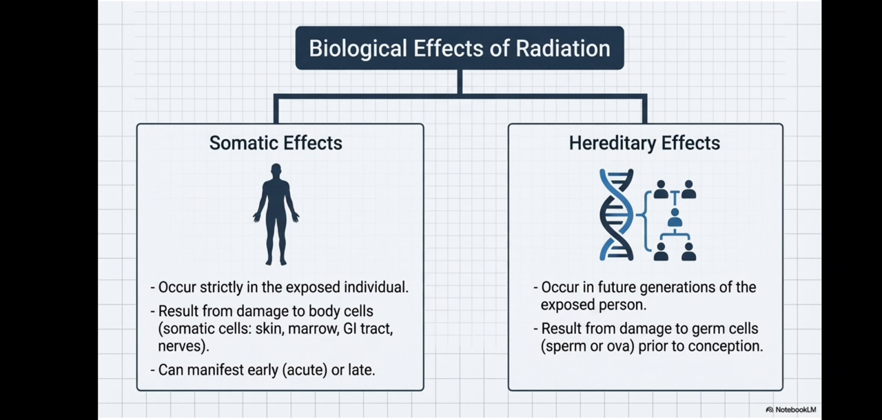In the range of 3 to 5 gray, about 50% of exposed persons may die within about 60 days if untreated. Main symptoms include anemia, infection and high fever.